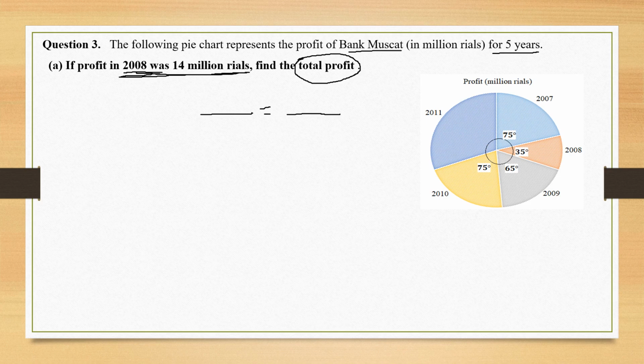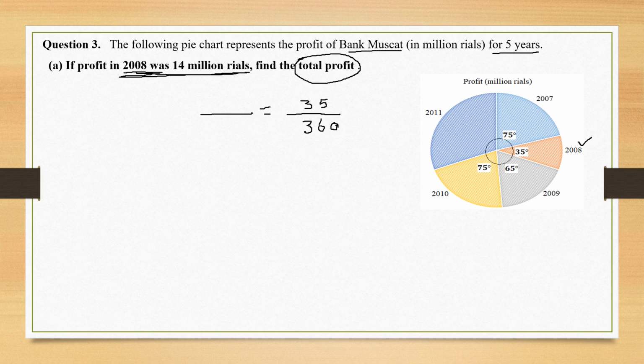first of all for 2008, the angle for 2008 is 35 degree, and the total will always be down, divided by 360. Why 360? Because we know that the sum of the angles of the whole circle is 360 degree, because it completes one complete rotation. So one complete rotation, the angles will be 360 degree.